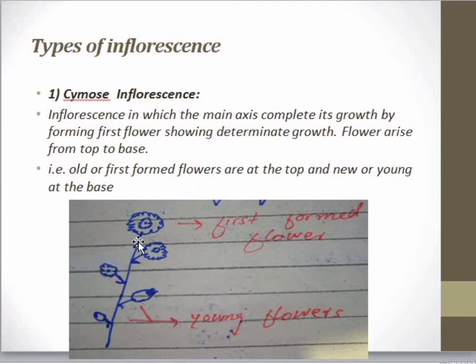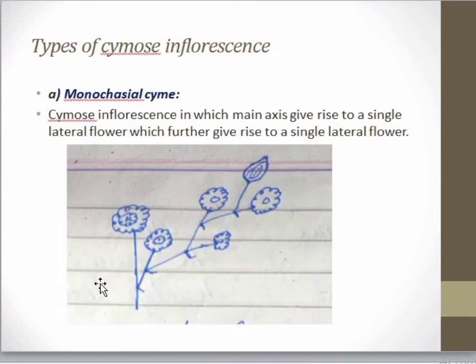In cymose inflorescence, the main axis completes its growth by forming the first flower. This is the first flower which matures first, and the growth of this axis comes to an end. The other flowers are then formed later on from top to base. Old flowers, or first formed flowers, are at the top. This is the first formed or old flower, and new and young flowers are at the base.